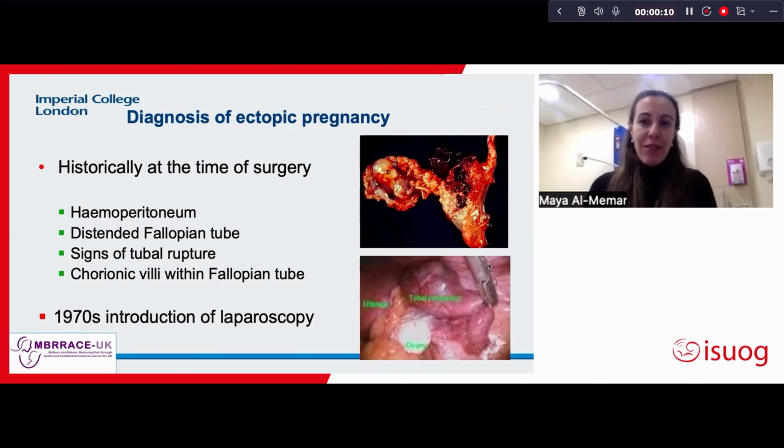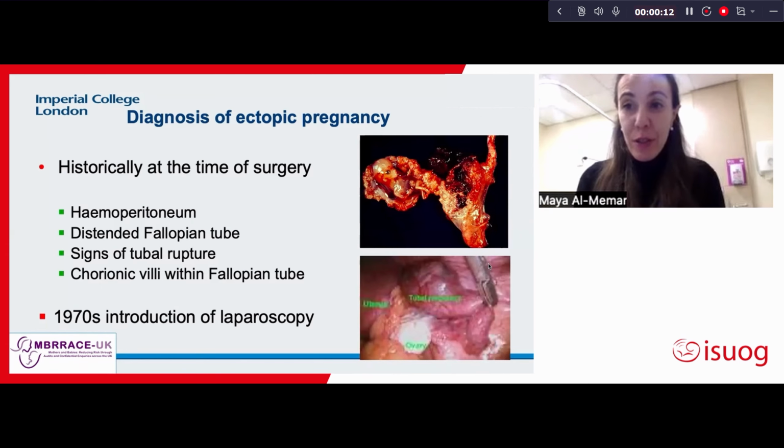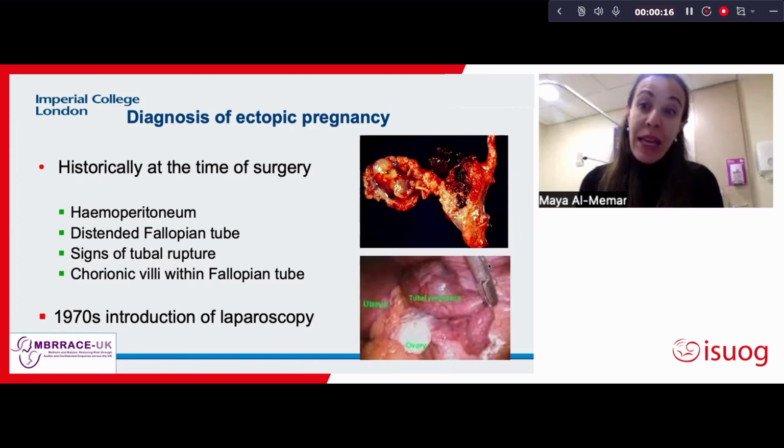Historically, the diagnosis of ectopic pregnancy was sadly a retrospective one, often with women attending in extremis, moribund, or sadly having passed away. And either at the time of surgery or at post-mortem, one may have identified significant hemoperitoneum, a distended fallopian tube, and signs of rupture.